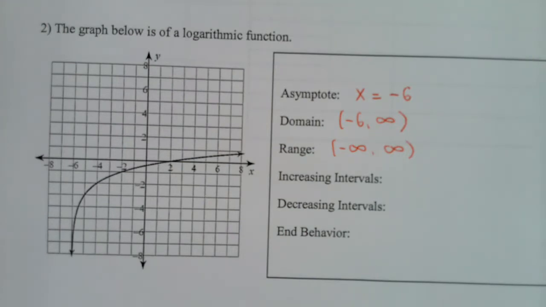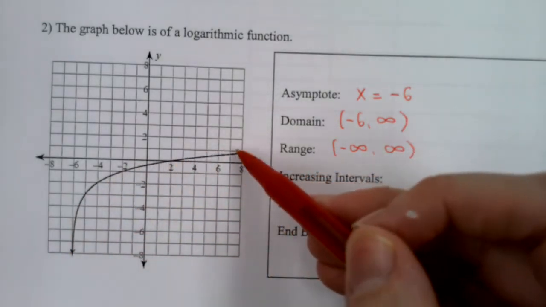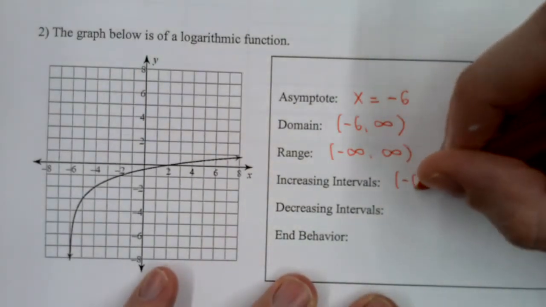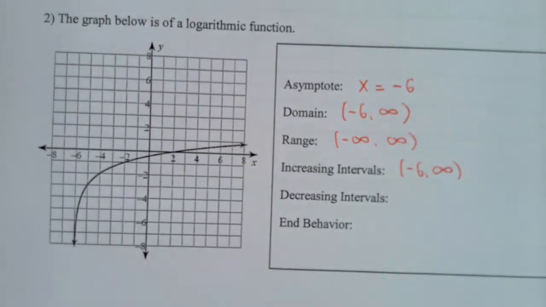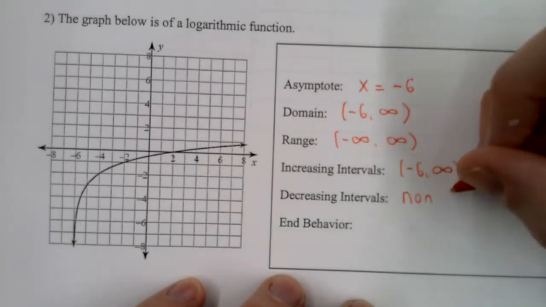The increasing intervals means where is the graph going uphill? And it's going uphill forever, everywhere. And you use the x values, so you say -6, because the graph does not go to the left of that. -6 to infinity. Decreasing intervals, where is the graph going downhill? There are none.